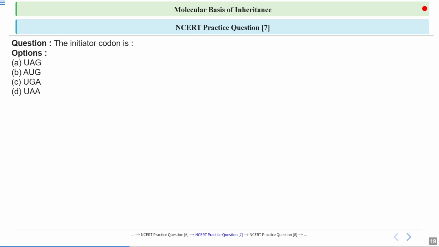Now the next question, again a very straightforward question. Initiator codon is? What is the sequence of the initiator codon? The options are UAG, AUG, UGA and UAA. What is the correct answer?